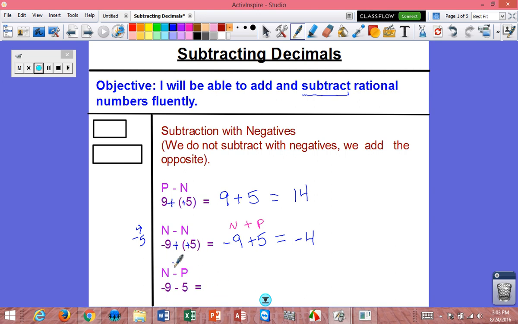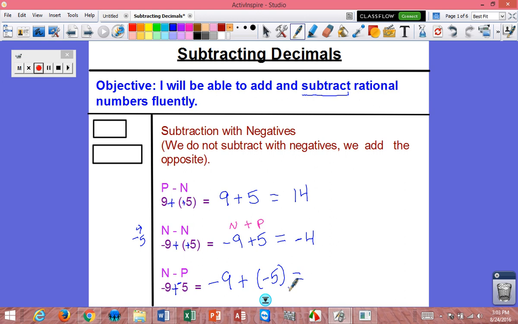Alright, now we have a negative minus a positive. So we have a negative 9 minus 5. So we want to make sure that we are adding the opposite. So we're going to change our subtraction to addition. Now if this is a positive 5, we want it to be negative. So make sure that negative sign goes in front of it. So now we really have a negative 9 plus a negative 5.